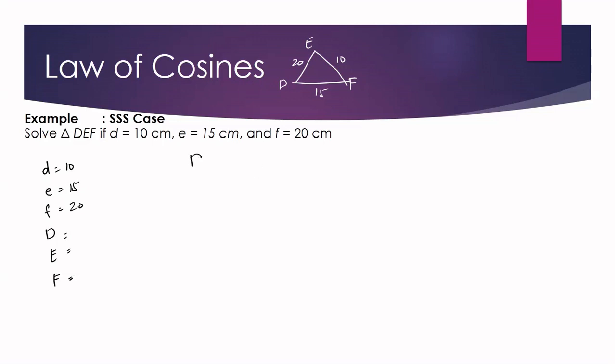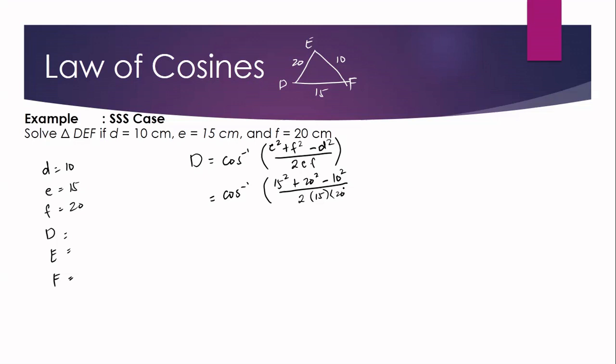Let us derive. If we derive the equation to solve for angle D, then the equation will become cosine inverse of E squared plus F squared minus D squared, all over 2EF. So, this is the equation that you are going to use. You substitute the values: cosine inverse, E is 15, so we have 15 squared plus 20 squared minus D, which is 10, so 10 squared, all over 2 multiplied by E again, 15, and F, which is 20.